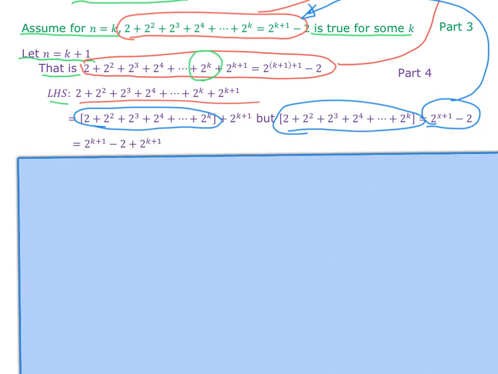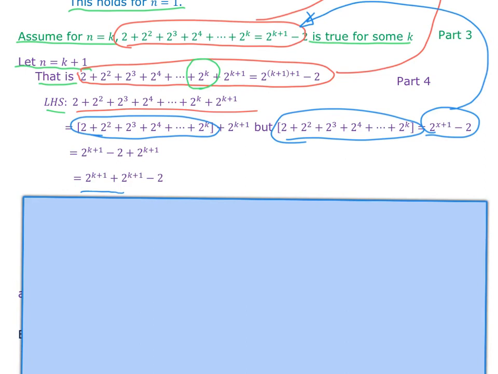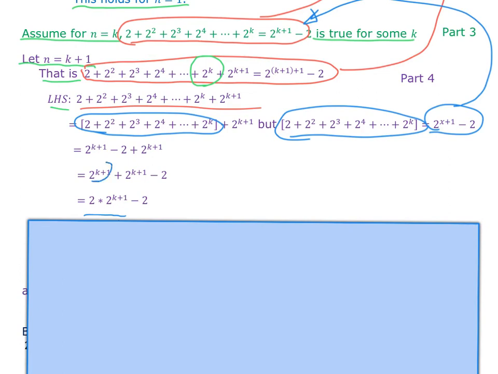And then what I end up with is the terms up to 2 to the k get replaced with this part right here, which is 2 to the k plus 1 minus 2. So now let's go ahead and just do some more algebra on that. What I get is I'm just rearranging it. So I get 2 to the k plus 1 plus 2 to the k plus 1 minus 2. I'm just trying to arrange like terms together. So now I have two of them. I have this one, I have a second one. So that's where that 2 comes from.